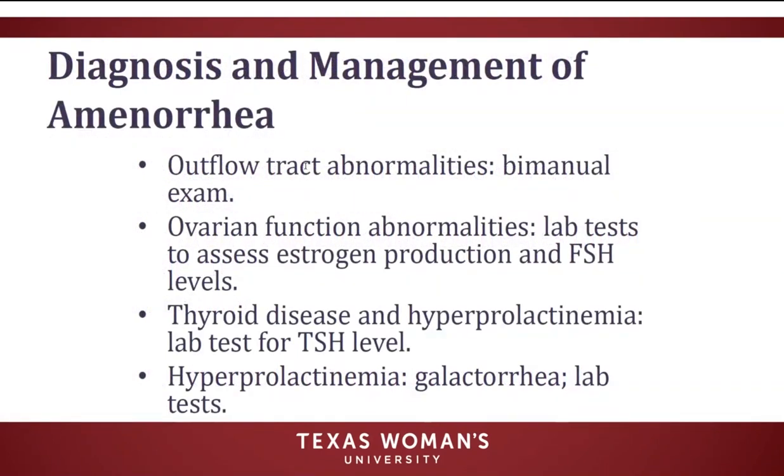So again, this is telling you a little bit about why we do that exam. For ovarian function, you're looking at estrogen, progesterone, FSH, all of the parts of the anterior pituitary, and what the ovaries are producing in response to that. The thyroid and hyperprolactinemia are causes of heavy menstrual bleeding. So with hyperprolactinemia, you're typically going to have galactorrhea, and you're going to see that elevated prolactin.